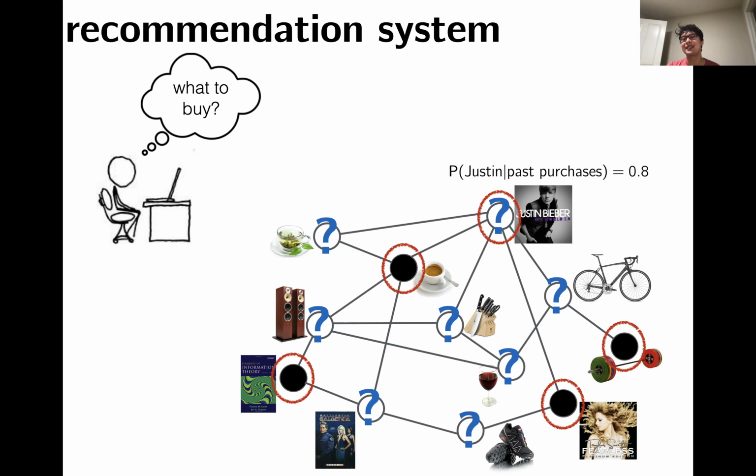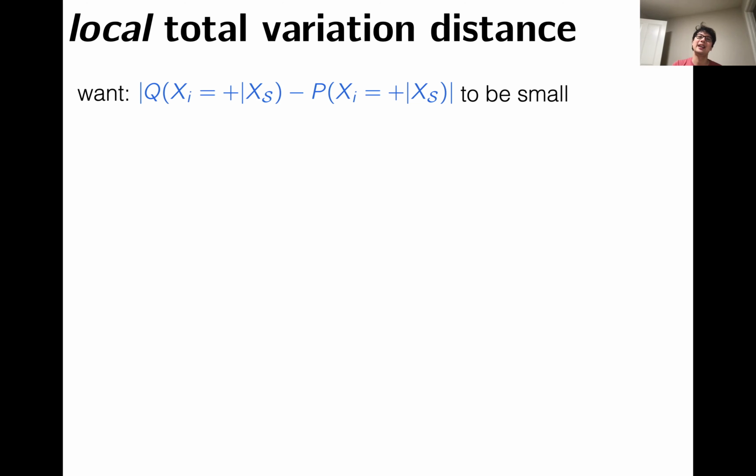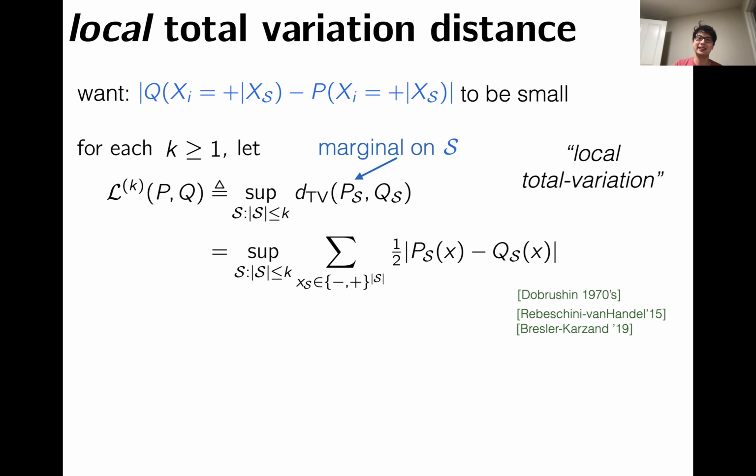Maybe it's that this model does a very good job of predicting posterior probabilities. So conditioned on a few items which you bought, what's the probability you're going to buy the Justin Bieber album? So you want these posteriors to be close to the true ones.